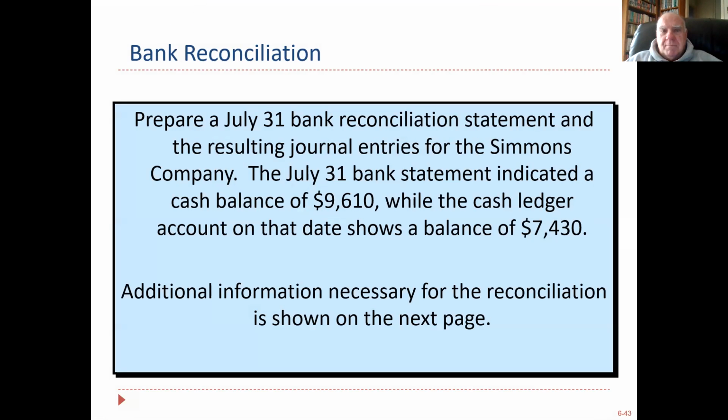So let's go through a bank reconciliation here, and we'll pretty much close up this chapter, okay? Bank reconciliation. Well, let's see what they're telling us. Prepare a bank reconciliation statement and the journal entries for the Simmons Company. The bank statement at the end of July had 9,610. The ledger or checkbook had 7,430, okay?